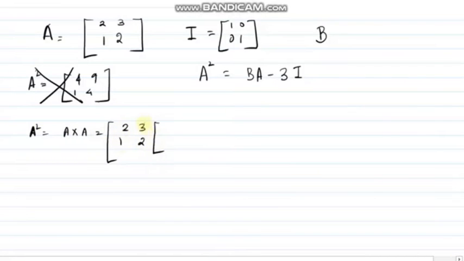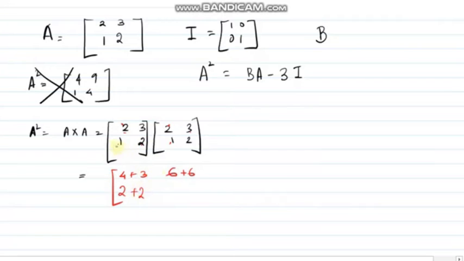So 2, 3, 1, 2 into 2, 3, 1, 2. Just check how the matrix multiplication is going to happen. 2 into 2, which is 4, plus 3 into 1, which is 3. Then 2 into 3, which is 6, plus 3 into 2, which is also 6. 1 into 2, which is 2, and 2 into 1, that is also 2. So 2 plus 2, which is 4. I'm going to do the next step. 3 into 1, 3. 2 into 2, 4. So ultimately this will become 7, 12, 4 and 7.